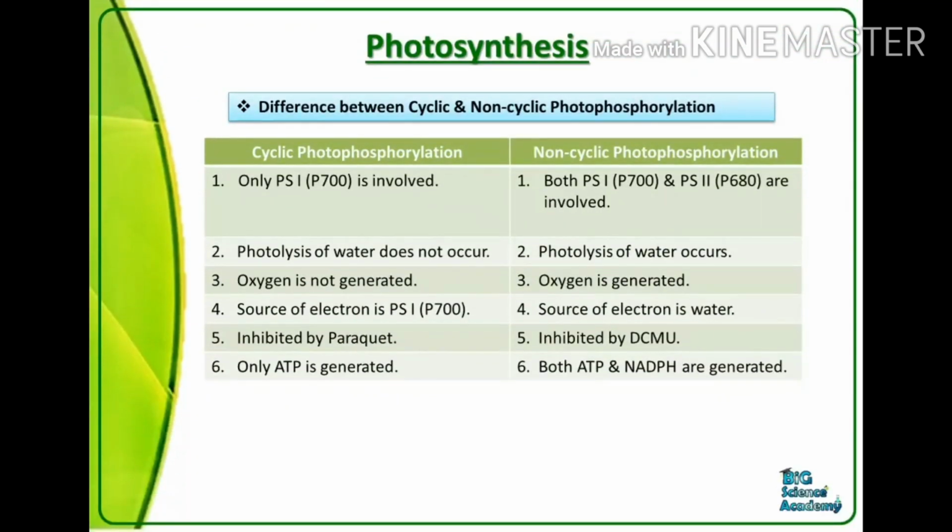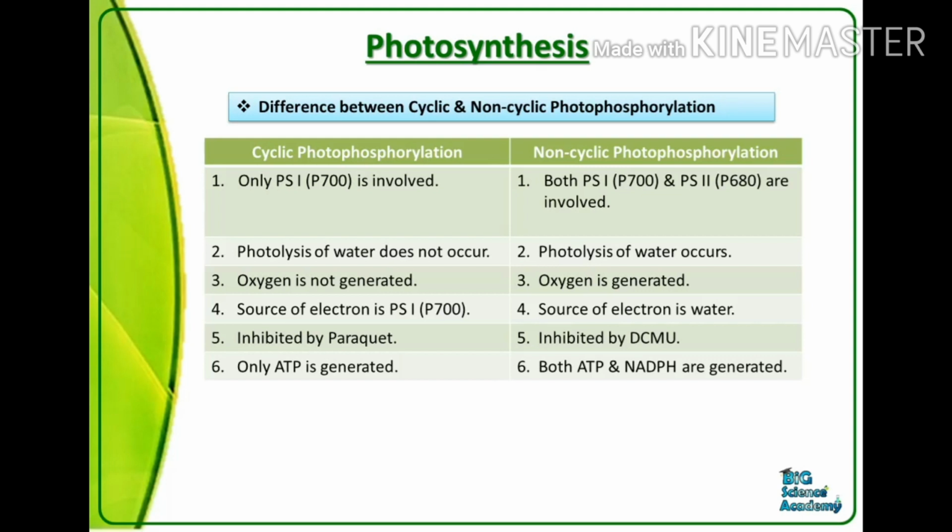So, let's see the differences between the two photophosphorylation processes. First, here on the left side it is cyclic photophosphorylation and on the right side it is non-cyclic photophosphorylation. First, only the PS1 or P700 is involved in the process of cyclic photophosphorylation, and both the PS1 and PS2 are involved in the non-cyclic photophosphorylation.